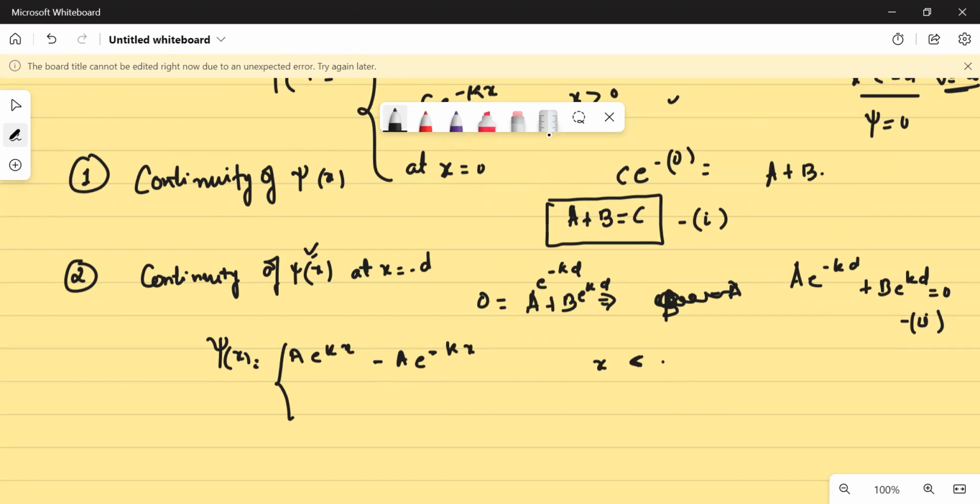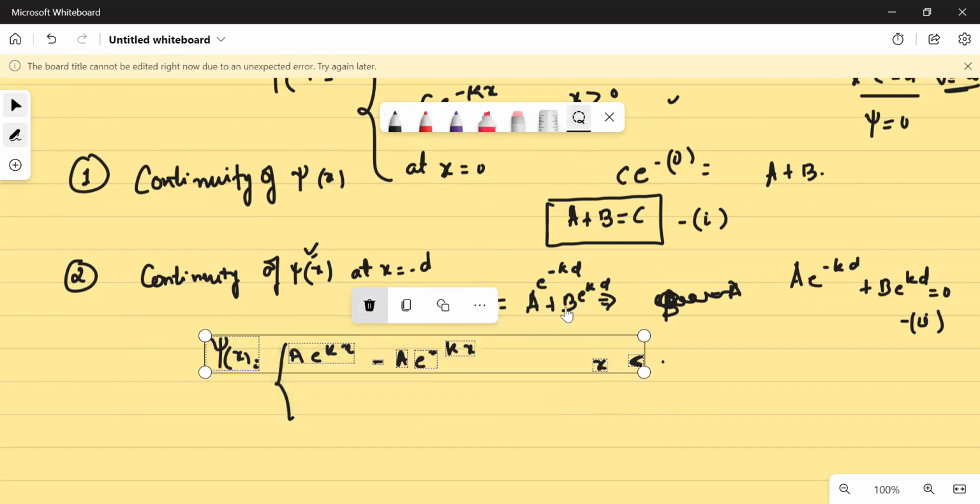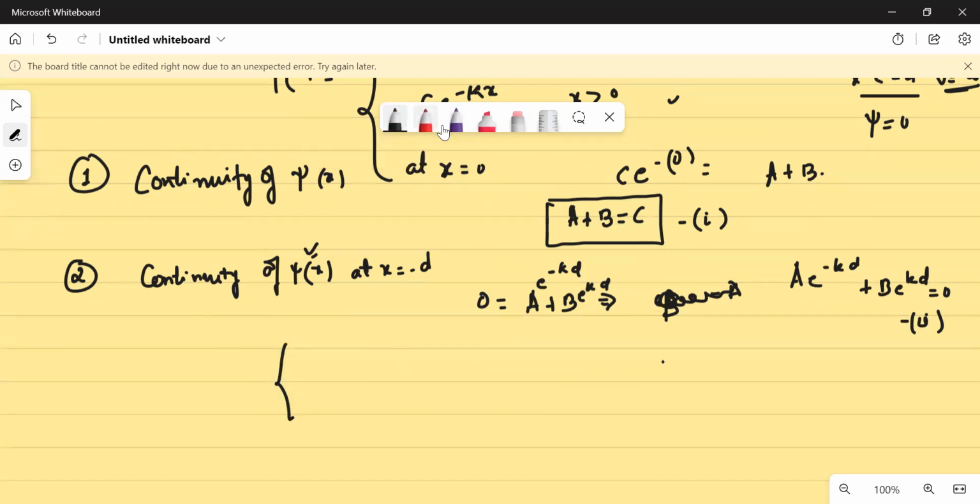So no. Okay. So there are two conditions that we need to remember. I'm just encircling them so that anytime we want to use them, these are the two conditions that we have derived from the continuity of the wave function at x equals 0 and at x equals minus d. Is that clear to you?